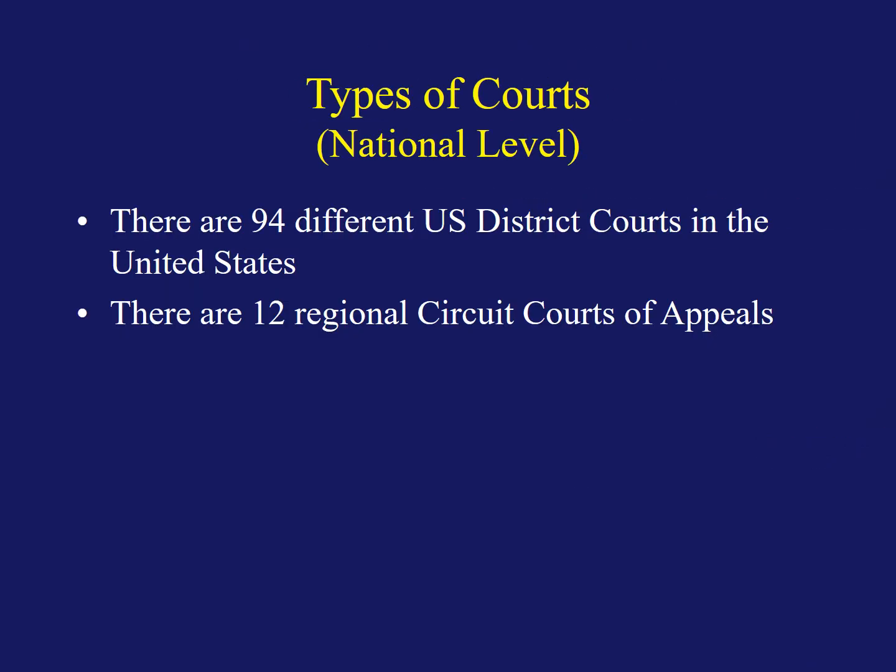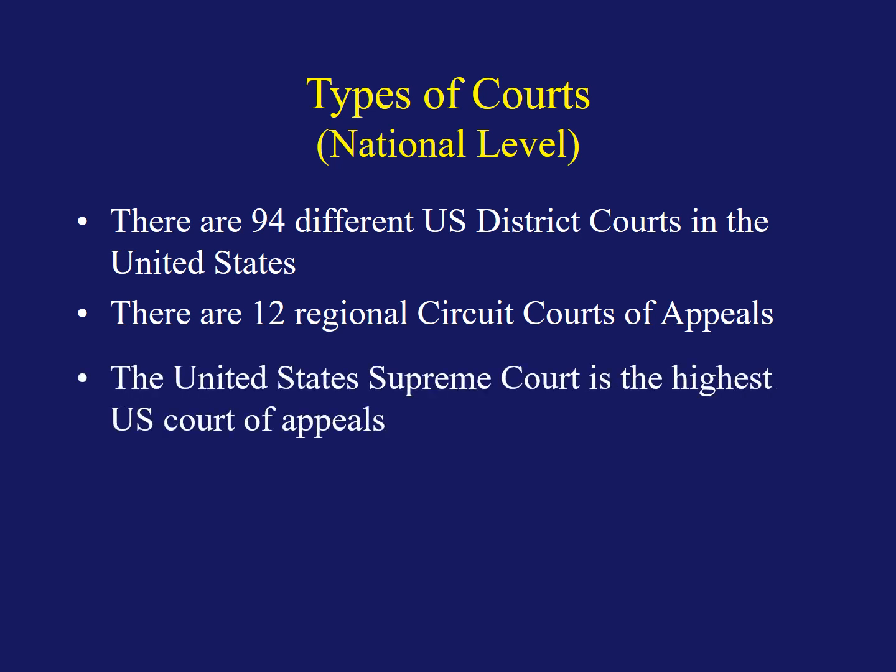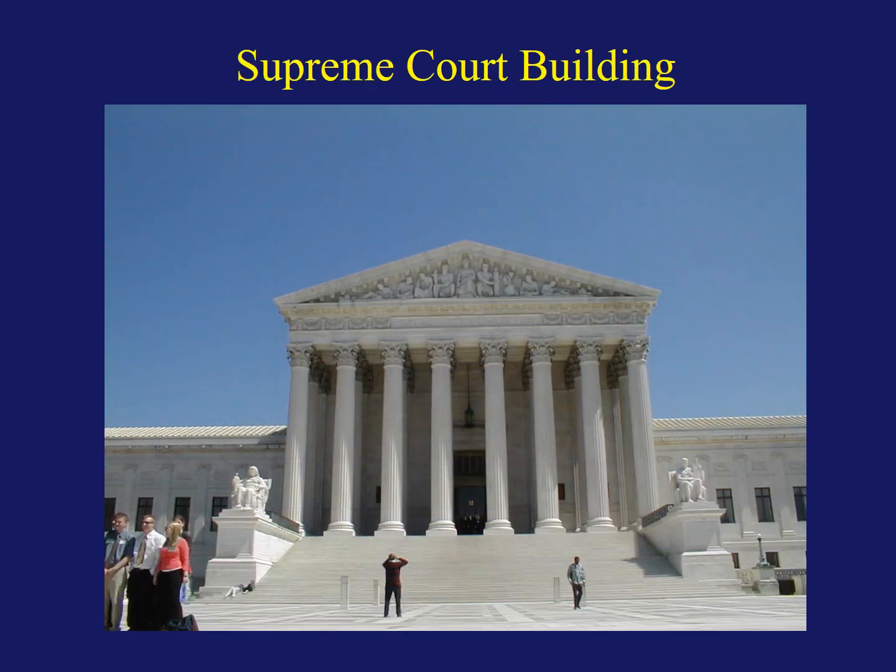I should mention one additional Court of Appeals. The United States Supreme Court, located in Washington, D.C., is the highest court of appeals. So if you're convicted of a crime in a district court, you could appeal to the circuit court, and if you still lose, you could appeal again to the United States Supreme Court. Here we see the Supreme Court building, located very close to the United States Capitol, right in Washington, D.C.